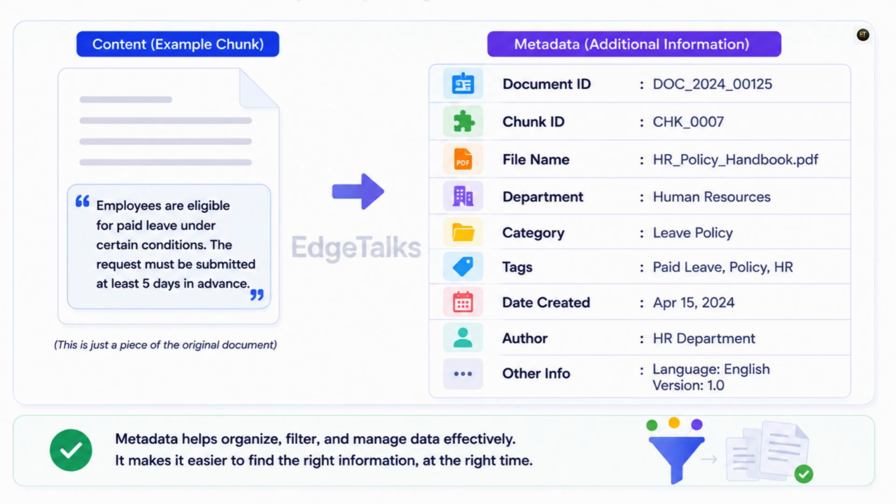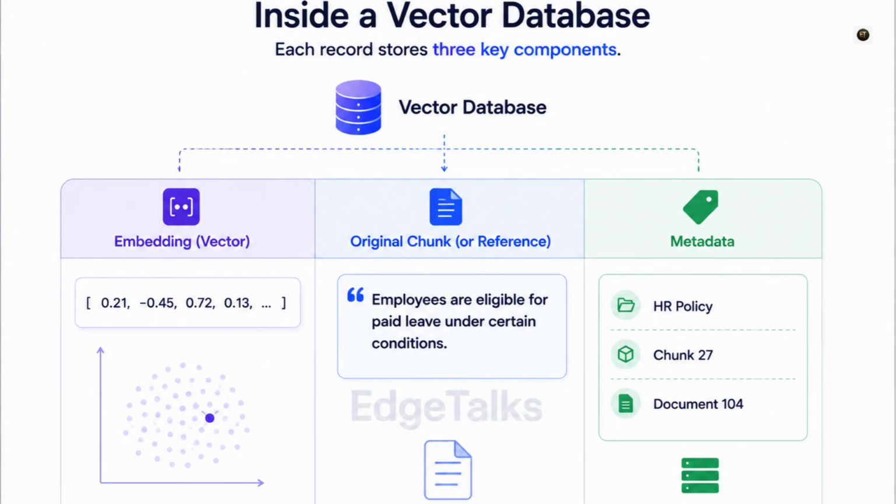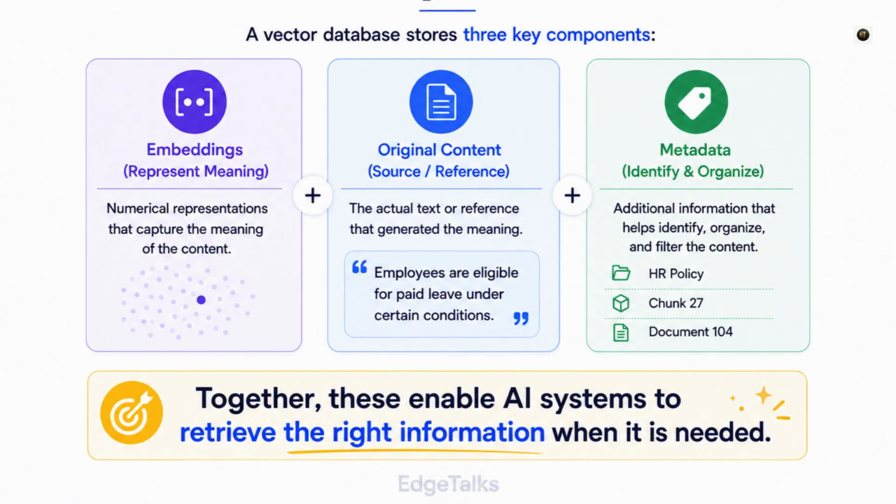So internally, a vector database might contain something like this. First, the embedding, the numbers. Then the original chunk, employees are eligible for paid leave under certain conditions. Then the metadata, HR policy, chunk 27, document 104. So the simple takeaway from this example is that a vector database does not just store meaning, it stores three things: the embedding that represents the meaning, the original content that generated that meaning, and the metadata that helps identify and organize that content. Together, this allows an AI system to retrieve the right information when it is needed.